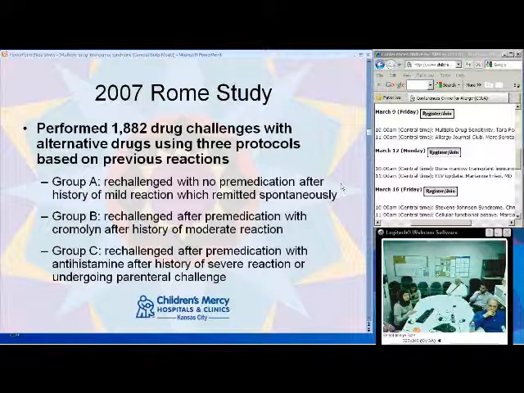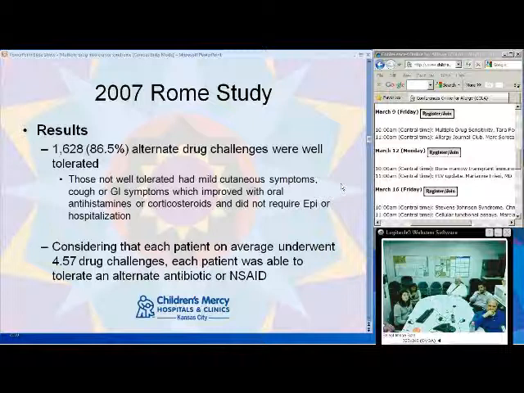So the results of the study: 86.5% of the challenges were well-tolerated. There were absolutely no symptoms at all. And those that were not well-tolerated had mild cutaneous symptoms, cough, or GI symptoms. All of them improved with either antihistamines or steroids. None needed epi, and none of the patients needed to be hospitalized.